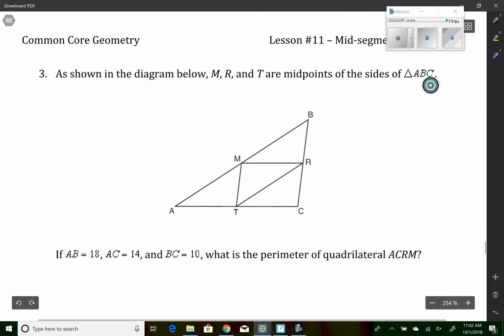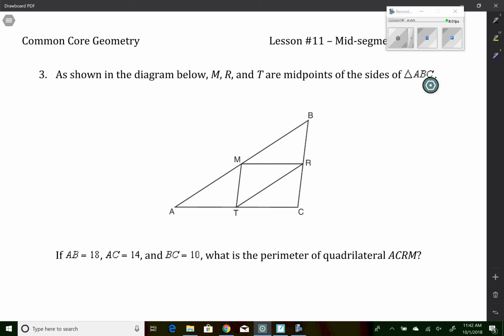Number 3 says that M, R, and T are all the midpoints of the triangle. It says AB is 18, so I know right away that AM and MB are both 9. They're going to get cut in half. It then says that AC is 14, so I know AT is 7 and TC is 7. And it says BC is 10, so I know these segments are also 5s.